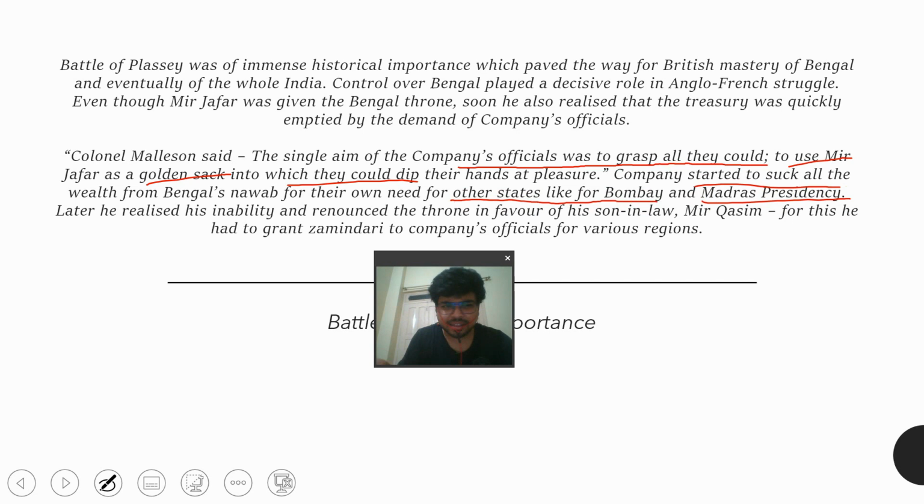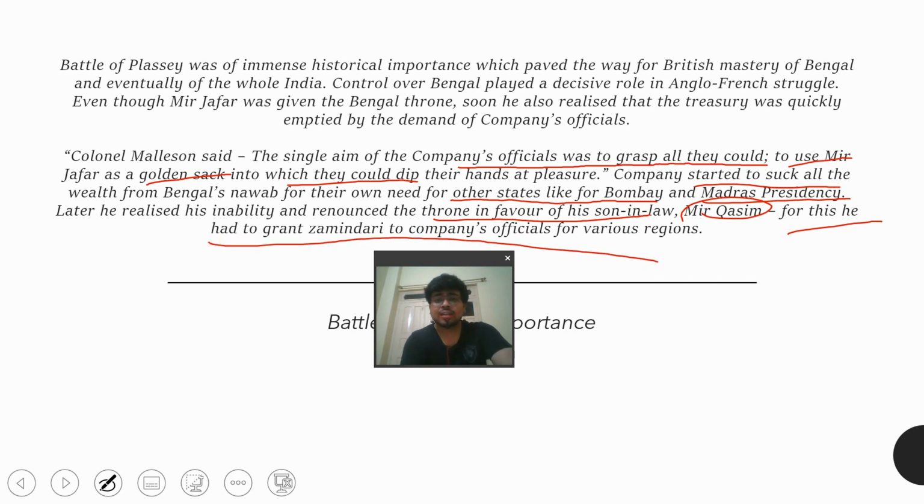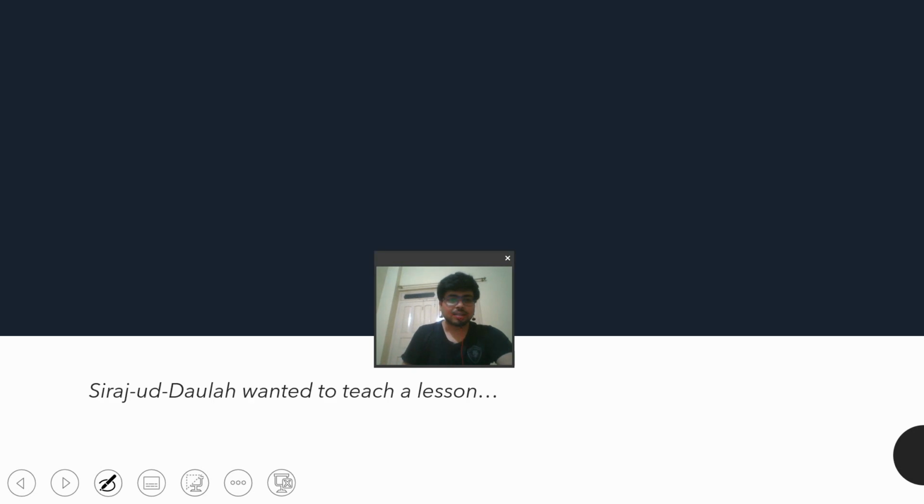Later Mir Jafar realized this and renounced the throne in favor of his son-in-law. As he realized that he was unable to continue, he renounced his throne to his son-in-law Mir Qasim. For this to happen, from Mir Jafar to Mir Qasim, he had to grant zamindari to the company's officials for various regions. So understand, for this switch also he had to pay many things to the British. Later we will see that the Battle of Buxar happened.